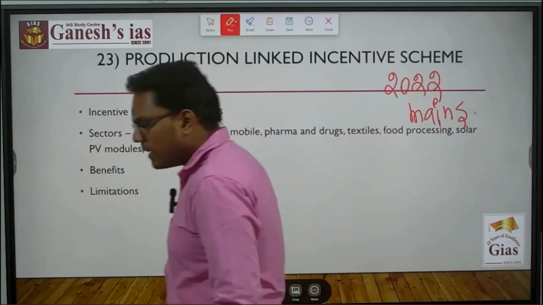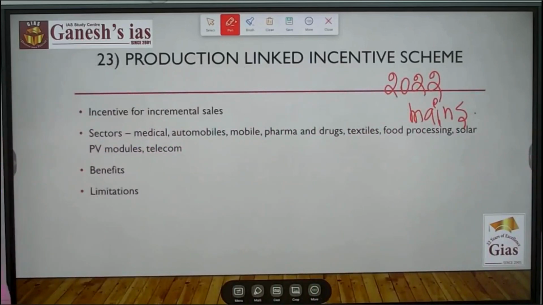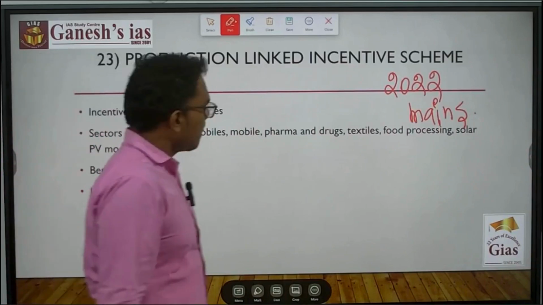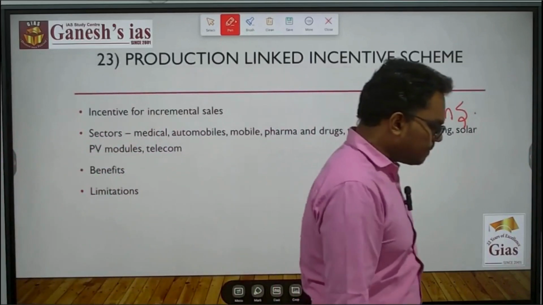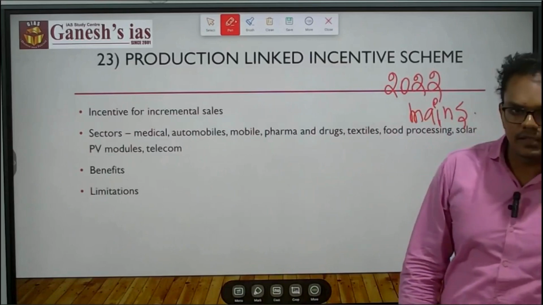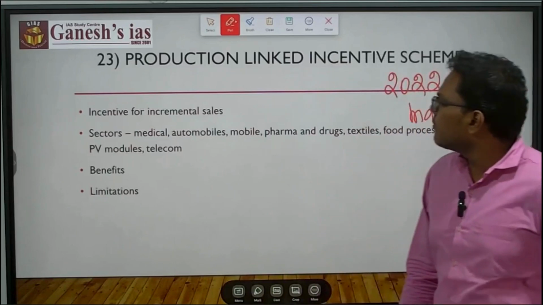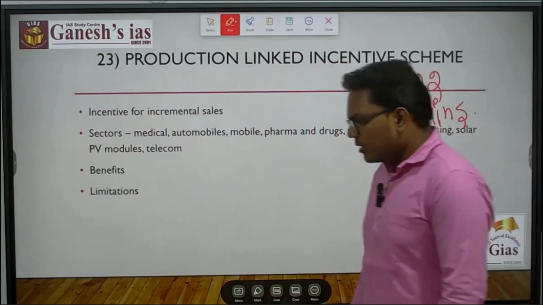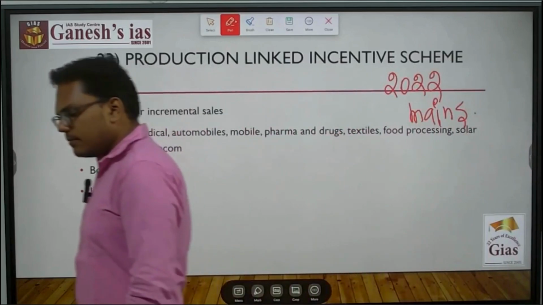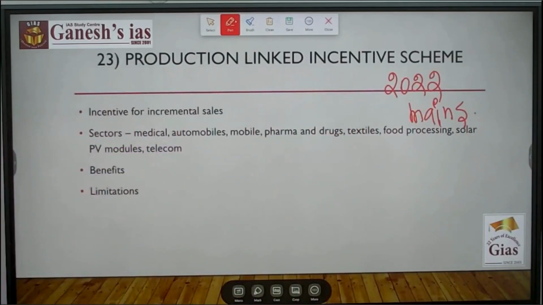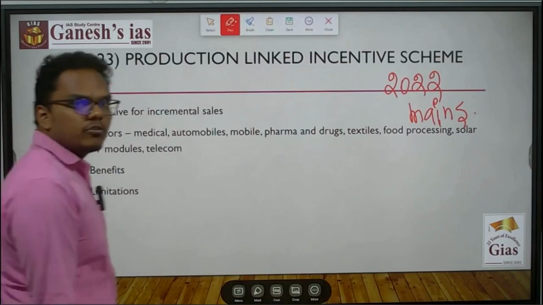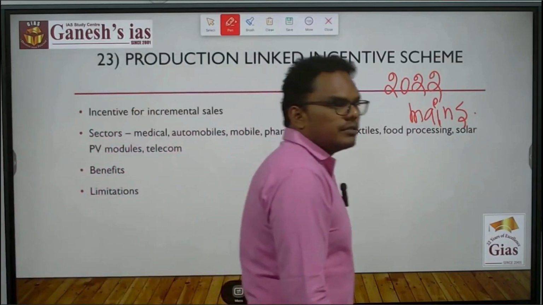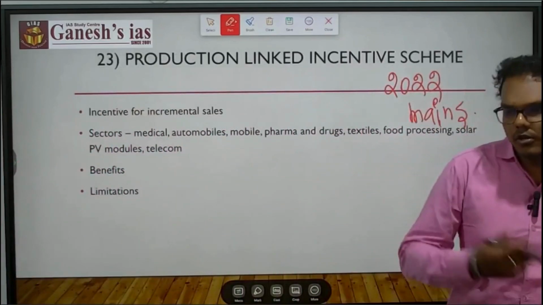And these are some of the sectors. You have your medical sector, automobiles, automotives, solar photovoltaic, textiles, food processing, pharma, drugs, textiles. So all these areas you have this PLI scheme. And then you need to know about the benefits and the limitations. See, benefit as such, it's definitely going to promote your manufacturing output. It's definitely going to bring in investments. It's going to improve your FDI.